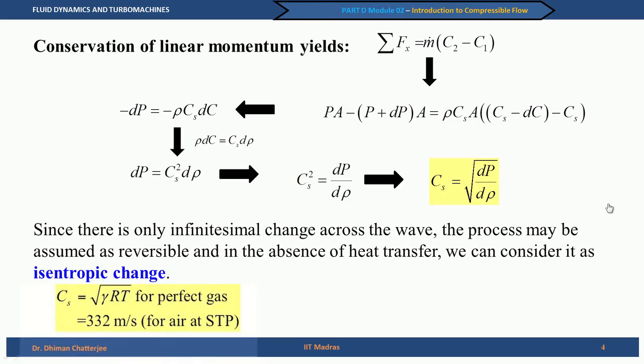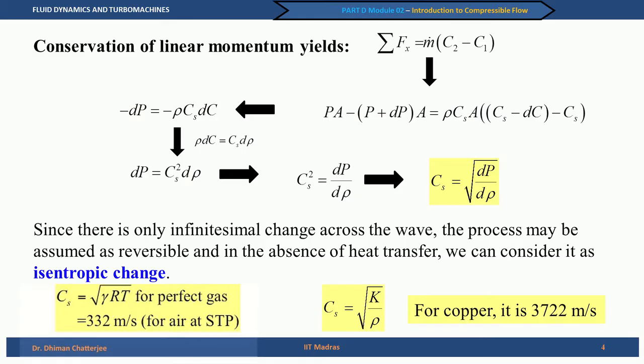So, we can then substitute for a perfect gas that C s is under root gamma R T, and the usual value of 332 meters per second for air at STP can be obtained. For liquids and solids, another way of talking about it is in terms of bulk modulus, and we can say that C s is nothing but under root K by rho, where K is the bulk modulus of the medium. For example, for a solid like copper, it is 3722 meters per second.